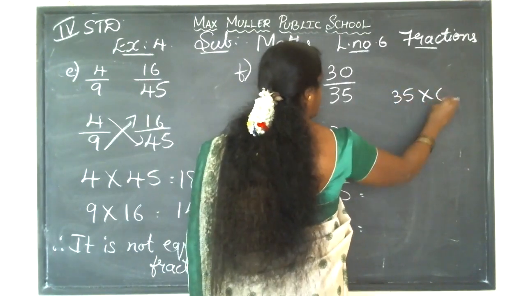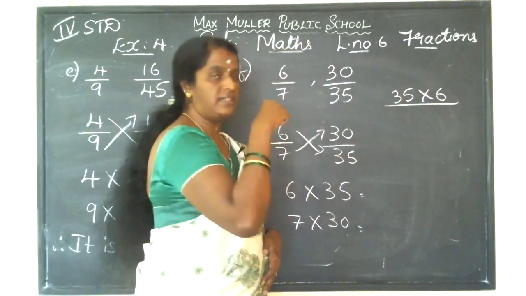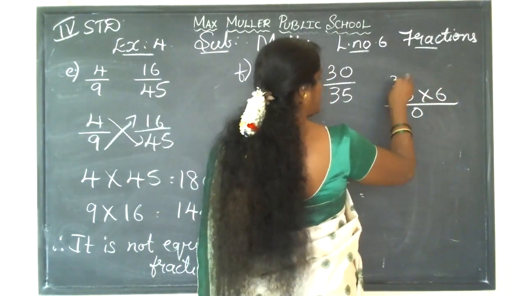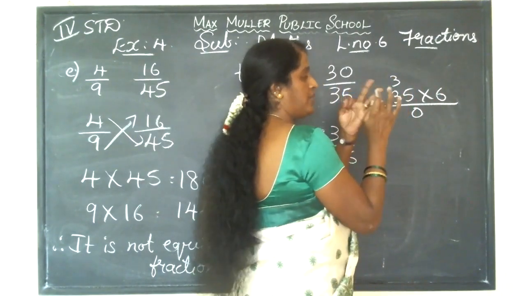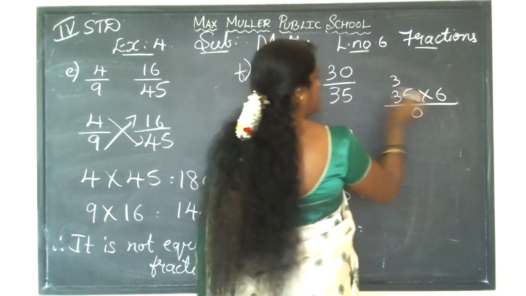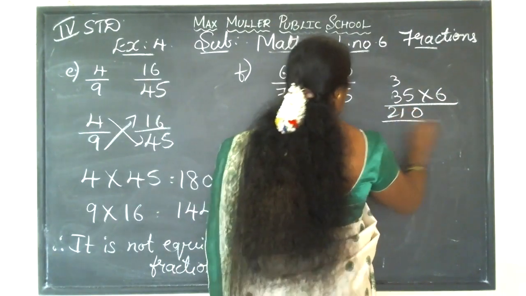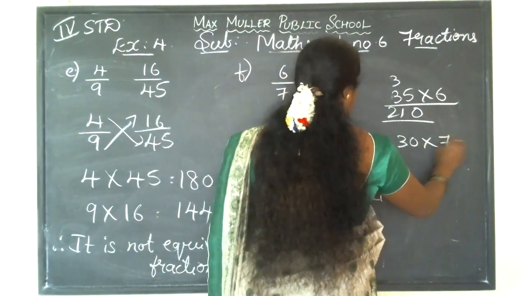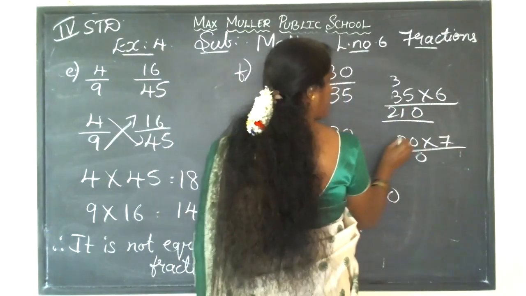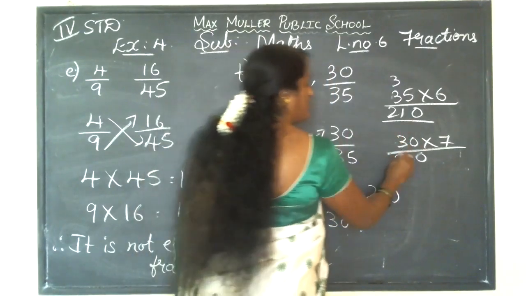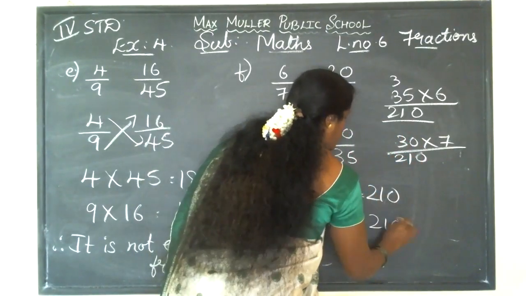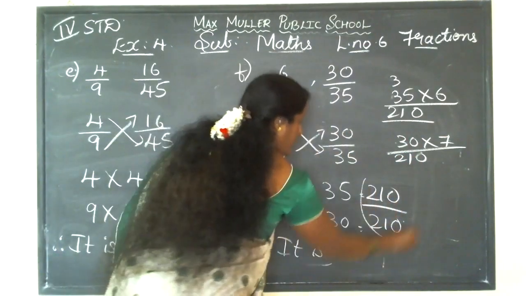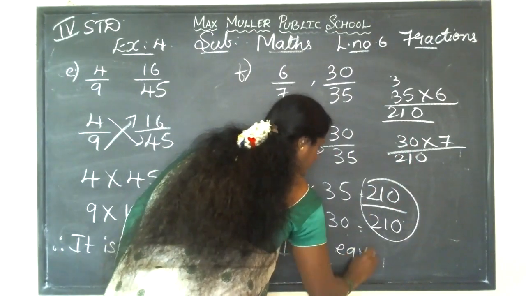35 into 6. 6 ones are 6, 6 fives are 30. 6 ones are 6, 6 twos are 12, 6 threes are 18, 19, 20, 21 because carry is there. Here 210. 30 into 7. 7 zeros are 0, 7 ones are 7, 7 twos are 14, 7 threes are 21. So 210. So when you do it, see the products came the same. It is equivalent fraction.